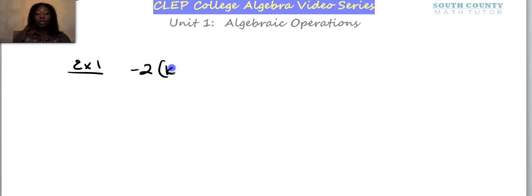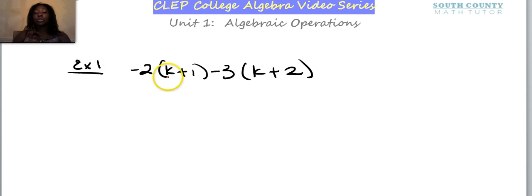Negative 2 times k plus 1, minus 3 times k plus 2. Okay, so again, if you look inside the parentheses and try to use the order of operations, you notice that the parentheses is already simplified. So next thing you do is use the distributive property. Negative 2 times k is negative 2k. You multiply the number and the sign in front of it. Negative 2 times 1 is negative 2. Notice the parentheses opens here and it closes here. That means that this part is done. So you move on to the next one.